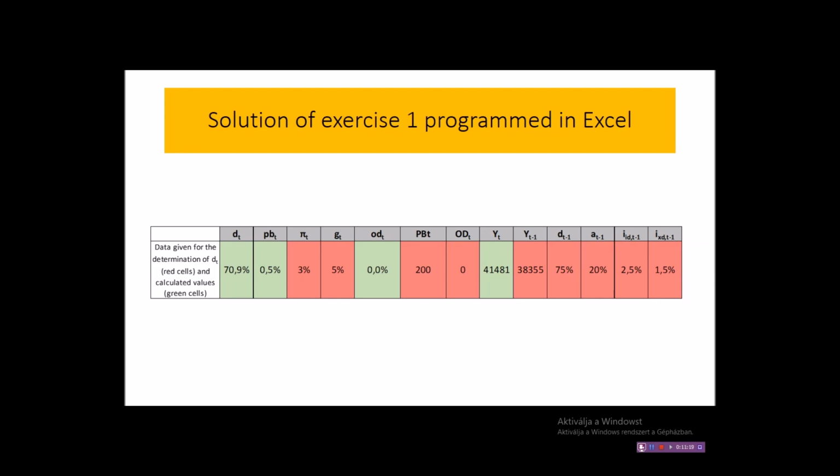which is 41,481, lowercase ODT, which was in our case 0, the primary balance as a percentage of GDP, and of course the rate of the government debt, which is the main question. So obviously it makes the exercise solving very easy. However, it is very important to also know and understand the calculation and solving methodology of the exercise.